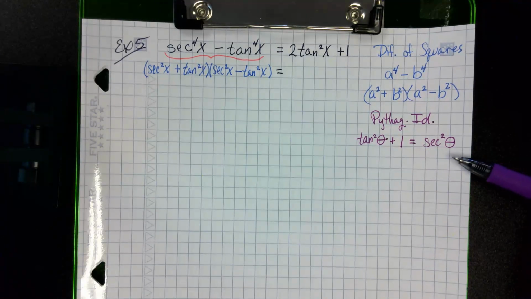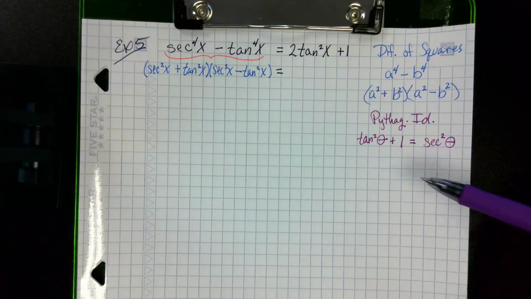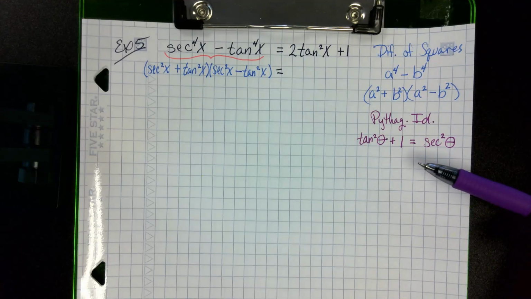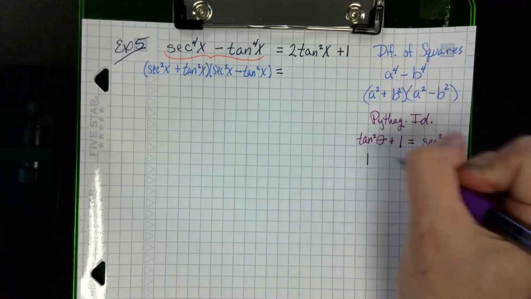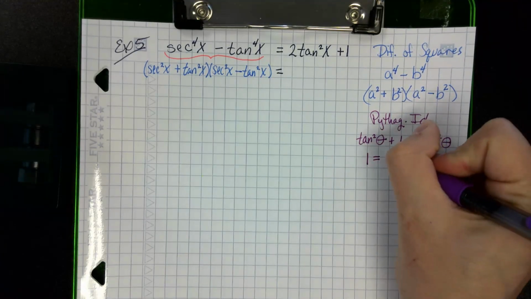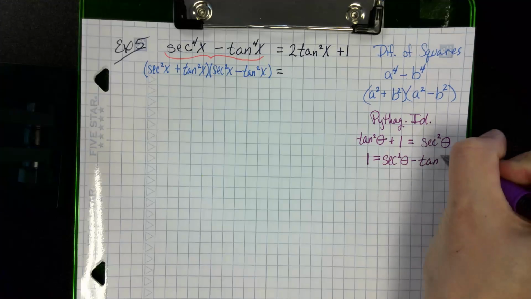And I should be able to rearrange this to match one of these sets of parentheses. I just don't know which one. Is it the positive or the negative? So secant and tangent need to be together. In the identity, they are not. So if I subtract tangent squared from both sides, then I get 1 equals secant squared theta minus tangent squared theta.